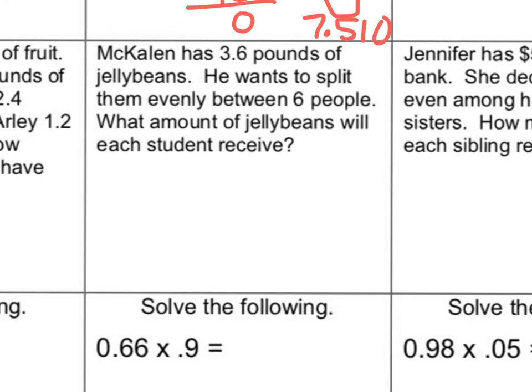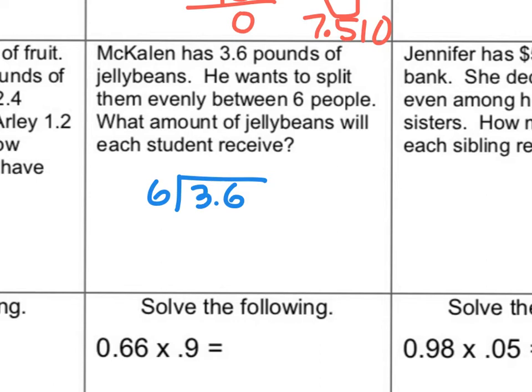For the next one, it says Michaelin has 3.6 pounds of jelly beans. He wants to split them evenly between 6 people. What amount of jelly beans will each student receive? So the key thing is that he's splitting it up. So when you hear that he's splitting it up, you know that it's going to be division. Here's how much he has. He has 3.6, and he's going to share it among 6 people. So that's what our math problem looks like.